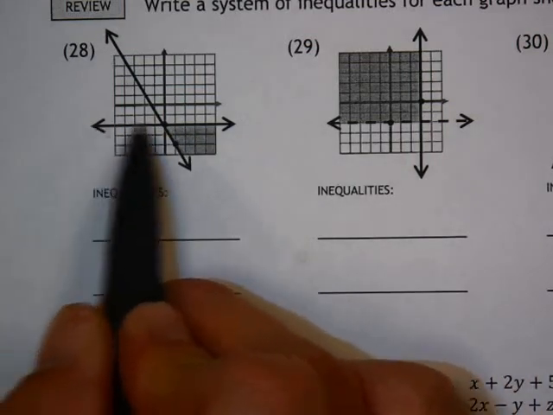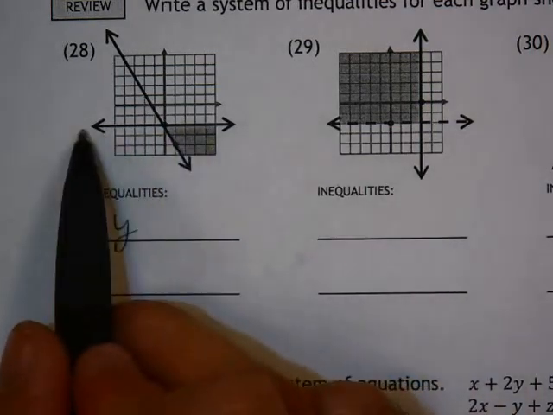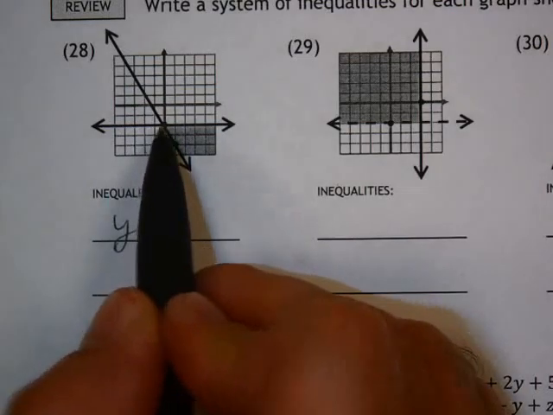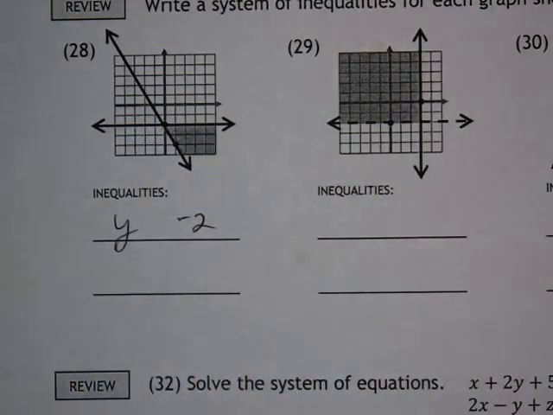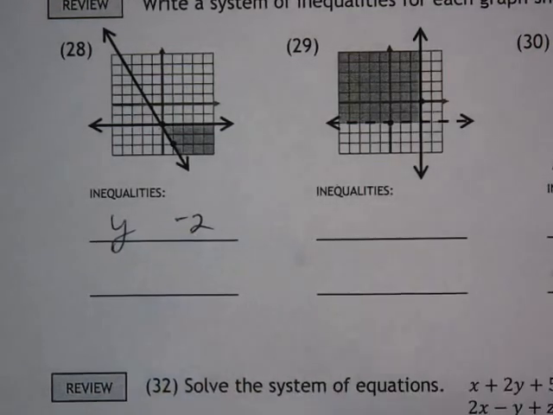Now if you have a horizontal line, that's going to have just the y. It's not going to have any x because it's going through the y-axis. Now it's going through the y-axis at -2, which means that we only have to decide if it's less than or greater than the -2.